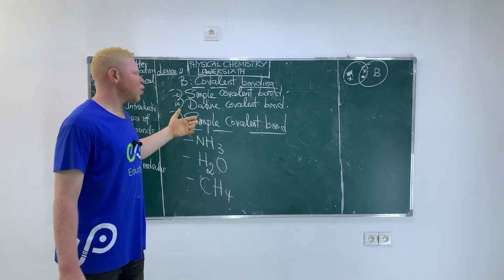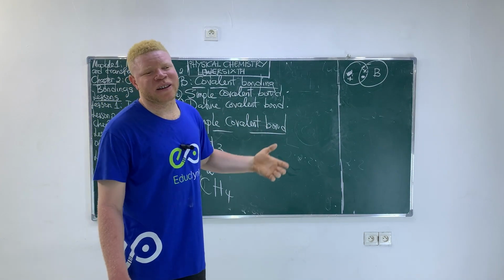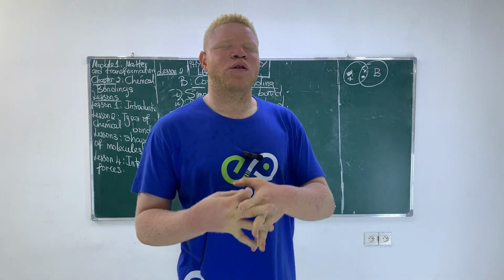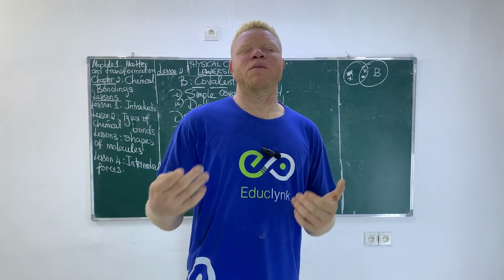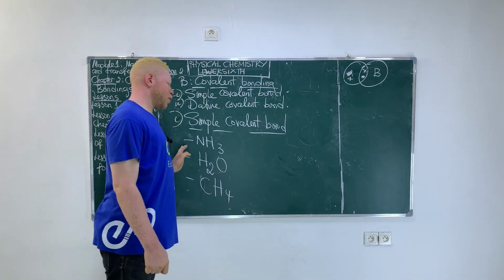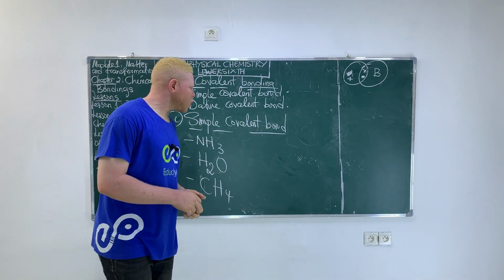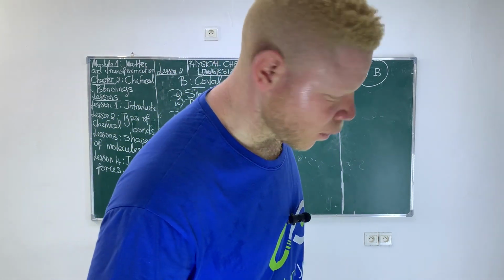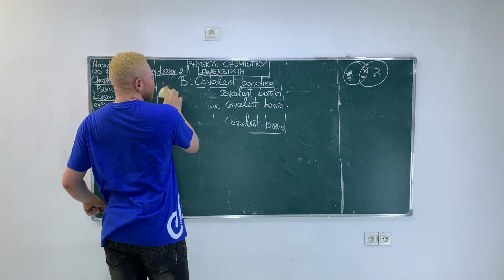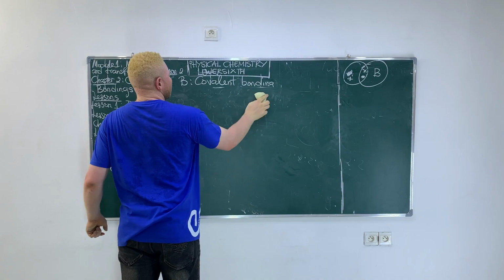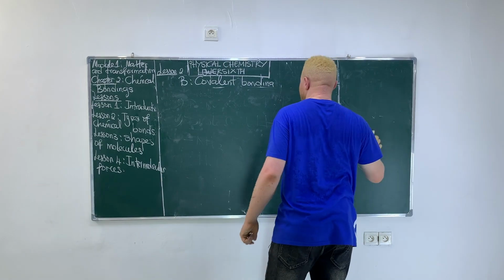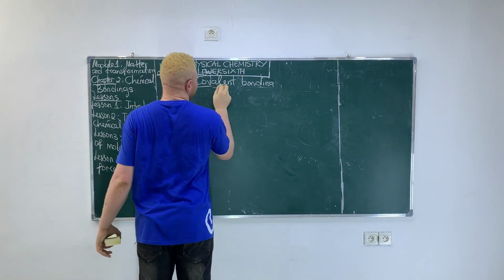There are many of them: hydrogen sulfide, carbon dioxide, etc. But what matters here is to know the notion of a covalent bond. With that notion, you'll be able to draw the covalent bond for other compounds. So let's go straight to the point. We take the molecule of ammonia.